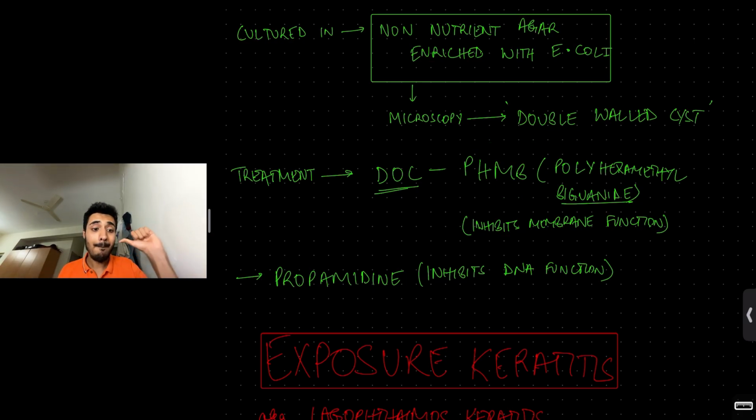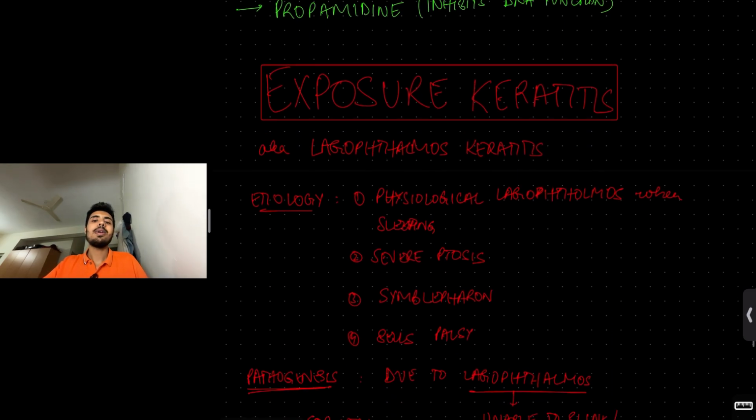Acanthamoeba keratitis: protozoan Acanthamoeba castellani, contaminated waters, diving, bathtub, washing contact lenses, 3 specific lesions: pseudodendritic ulcer, radial keratoneuritis causing pain, and ring abscess or ring infiltrate in the stroma. I'll culture it in non-nutrient agar enriched with E. coli, and when I do microscopy, I'll see the double-walled cysts. I'll treat it with 2 special drugs. Drug of choice, polyhexamethyl biguanide, which inhibits the membrane function, and the other one is propamidine, which inhibits the DNA function. That's it.